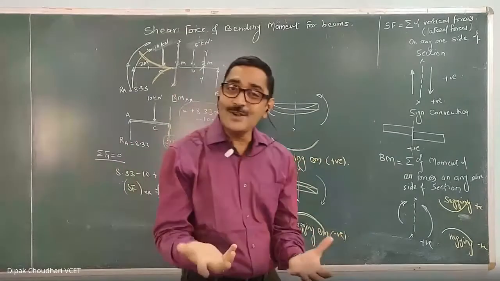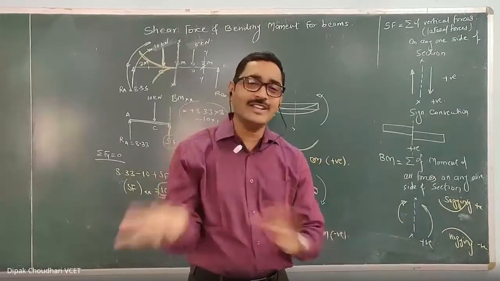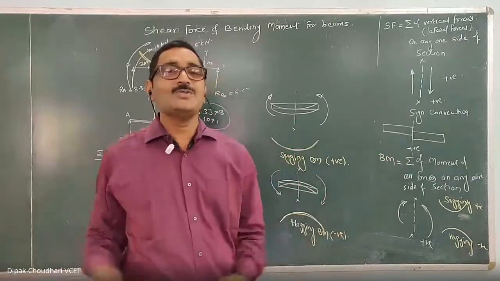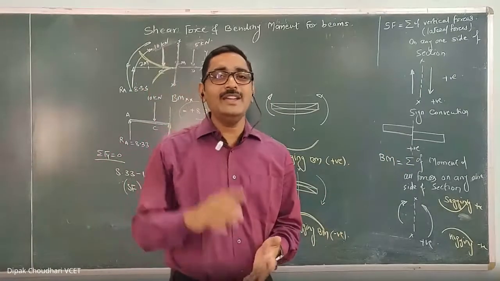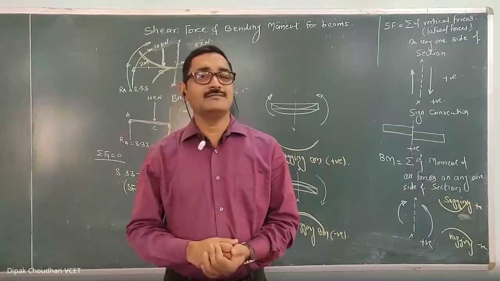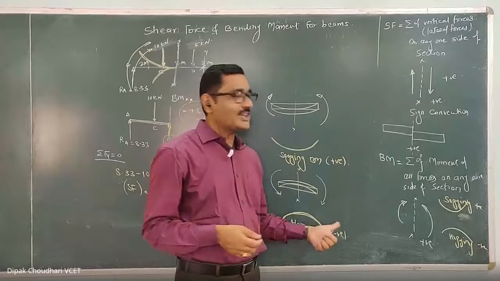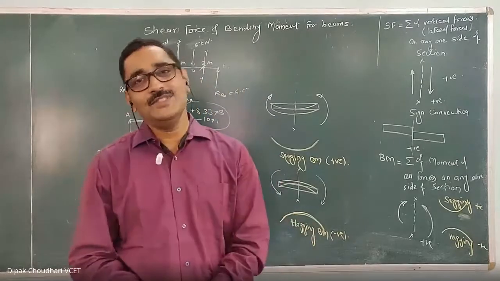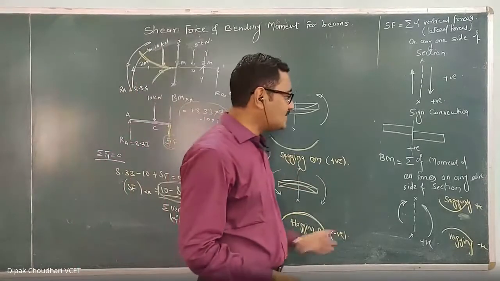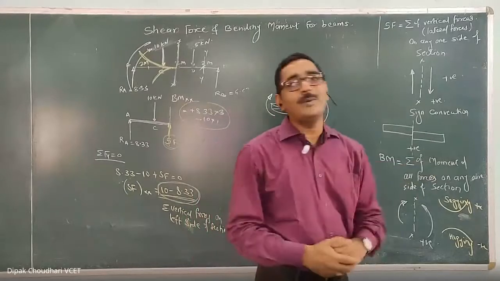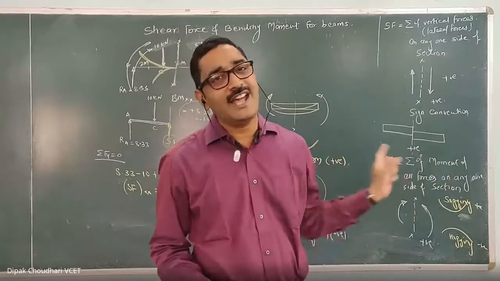And when the tendency of a moment, whether it is left hand side or right hand side, doesn't make any difference, is to bend the beam convex upward, like a sad face, then it is known as a hogging bending moment and it is considered negative. So these sign conventions you have to use to take the algebraic summation of the moment of the forces on any one side, and this is the bending moment.